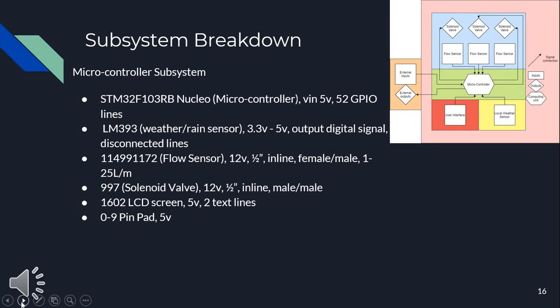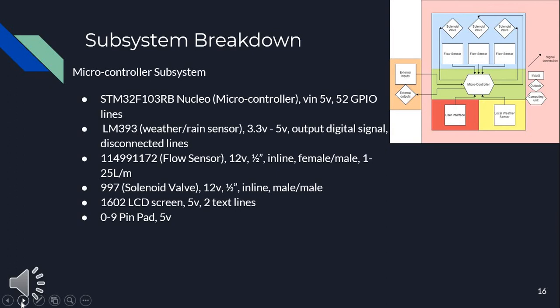Our rain sensor will be the LM393. It's 3.3 to 5 volt input. It outputs a digital signal, so a 1 or a 0. If the sensor has water on it, it connects two lines and a comparator goes low, outputting a low signal, meaning that it's rained, and a high signal, meaning that it hasn't.